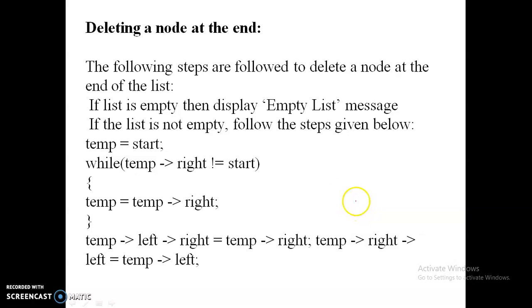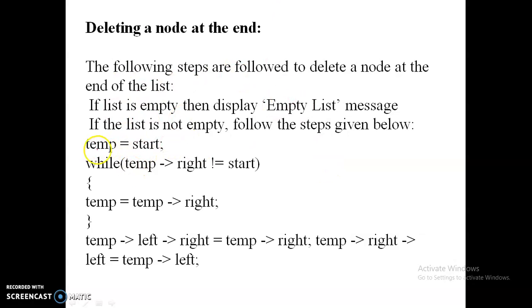Okay, deleting a node at the end. Continuation to our previous class. Whenever you want to delete a node at the end, we need to move our start node to be pointed to the previous node of the last node. So first we need to move up to the last node.